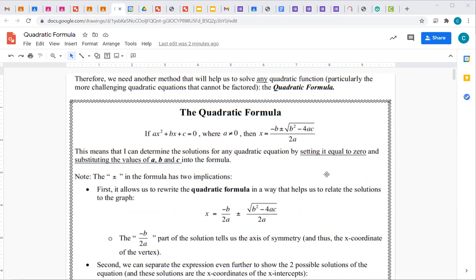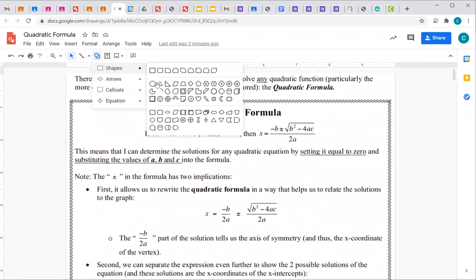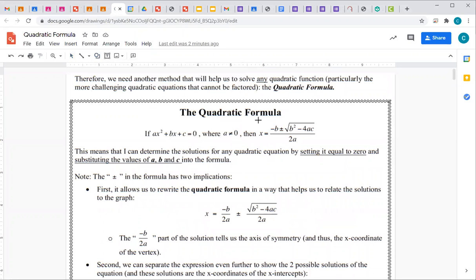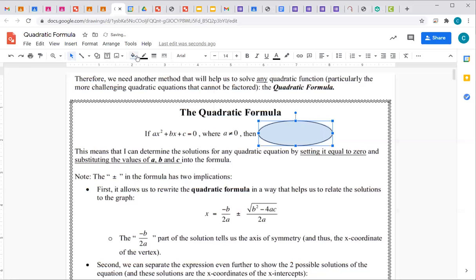Now we will go over this in class, but on the page, I want to just go over the main thing. It's important to notice this formula right here. That's the quadratic formula.